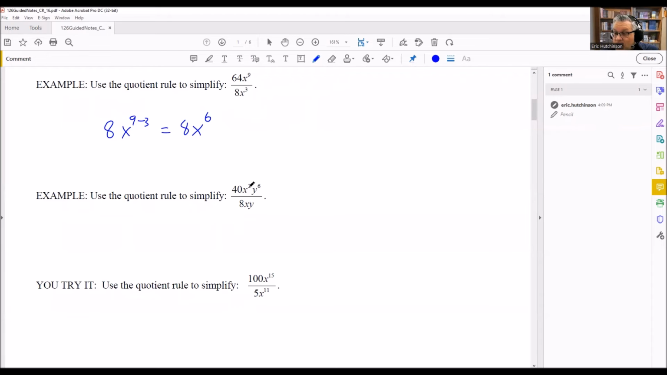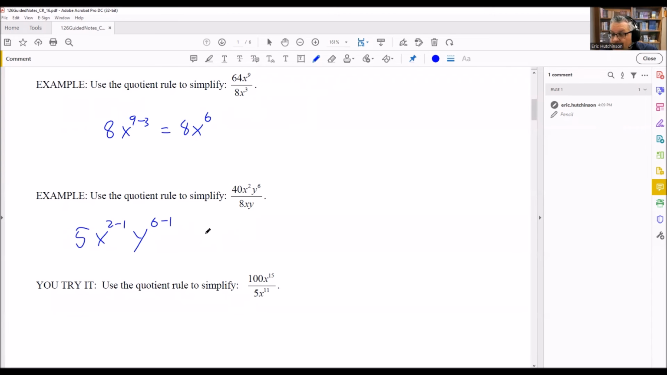If you've got something with two different variables, it works the same way. You're still going to take the top power minus the bottom one. But first, we're going to do 40 divided by 8, which is 5. And then we have x to the 2 minus 1. So if there's no power that you see there, it's always automatically a 1 there. And then you have y, top power 6 minus the bottom one. So 6 minus 1 you have there.